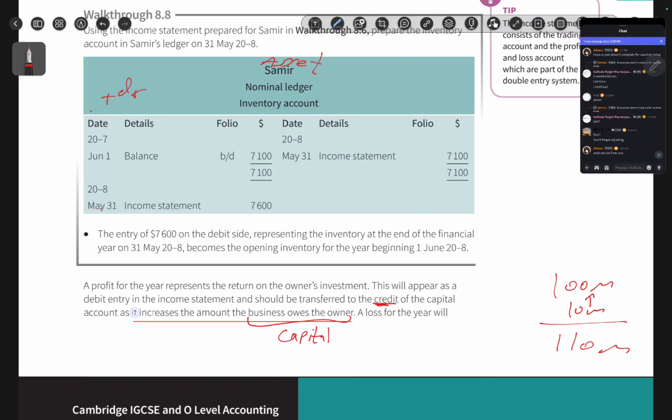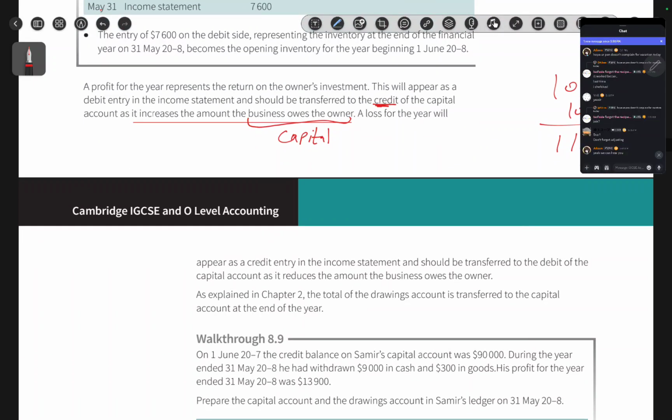It will appear as a debit entry in the income statement and should be transferred to the credit of the capital account, and it will increase the amount the business owes the owner, or it will increase the capital. A loss will just be the opposite, a credit entry in the income statement and the debit side of the capital account, as it reduces the amount the business owes the owner.